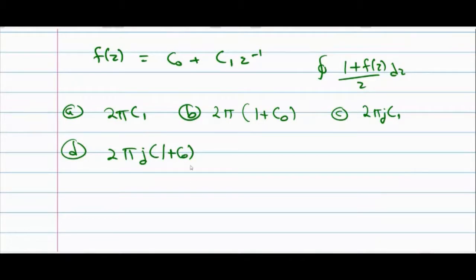I will read the options. 2 pi C1, 2 pi 1 plus C naught, 2 pi J C1, 2 pi J bracket 1 plus C naught. D option है 2 pi J bracket 1 plus C naught.